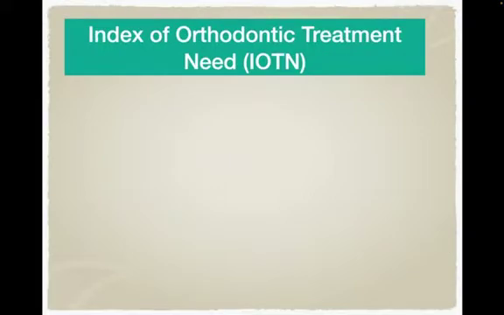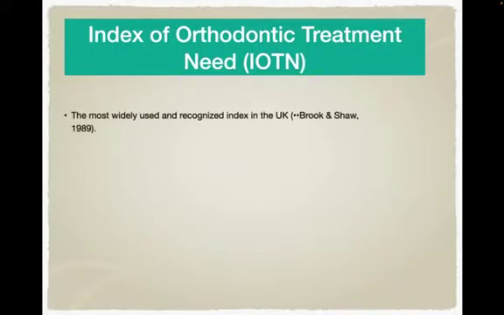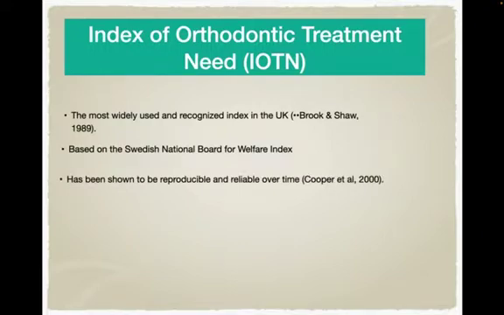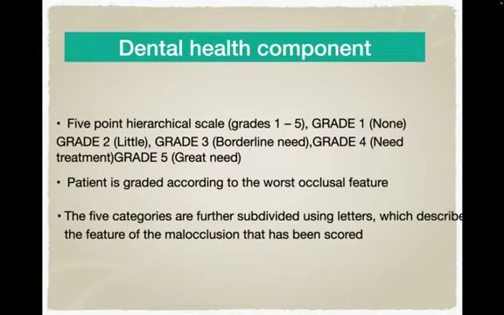So the first one that we need to study is the Index of Orthodontic Treatment Need, which is the IOTN. It is the most commonly used and recognized index in the UK. It is based basically on the Swedish National Board for Welfare index, modified a little bit to get the Index of Orthodontic Treatment Need. It has been shown to be reproducible, and we're going to come back later to the advantages and disadvantages of the IOTN. It's divided into two components, the dental health component and the aesthetic component. So we'll start with the dental health component.